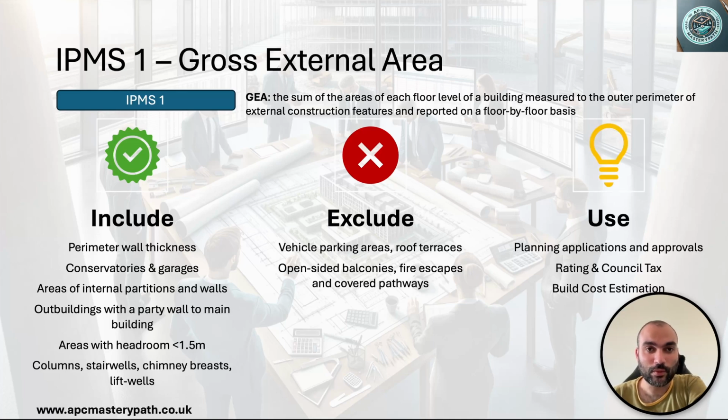And one would ask, why would we use the gross external area? The gross external area is quite useful if you're getting planning permission from the local council, and the local council also uses the gross external area in order to calculate the council tax that is going to be collected from the owner of the property. There's another use for the gross external area, which is a rough calculation of the overall cost of the building, providing some sort of order of cost estimate.